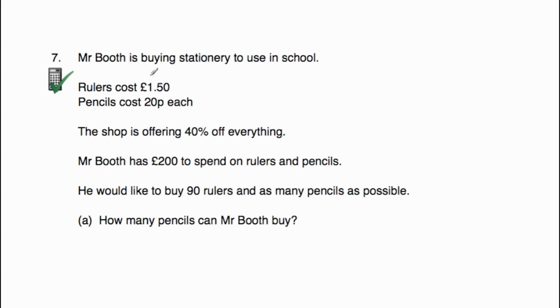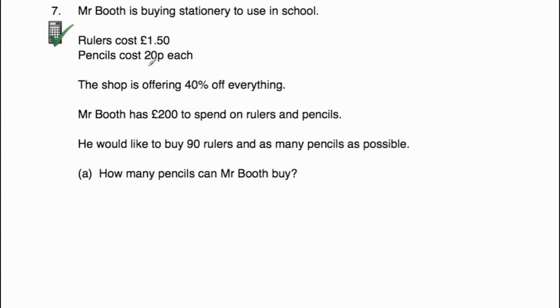Okay, so first of all, it says the shop's offering 40% off everything. I'm going to find the cost of a ruler and a pencil when we're saving the 40% to see how much a ruler and a pencil will cost in this sale, and then we'll work out the cost of things. Now this is a calculator question, so I need to find out 40% of £1.50 and then take it away, and I need to work out 40% of 20p and take it away.